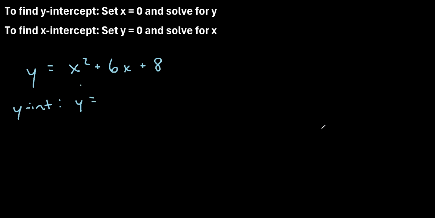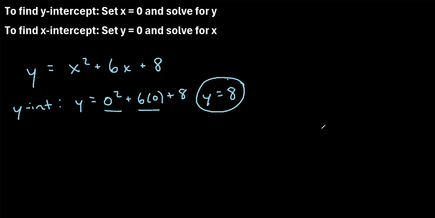So we'll say y is equal to, we just plug in a 0 wherever we see an x. So we get 0 squared plus 6 times 0 plus 8. So both of these terms are equal to 0 plus 8, so y is equal to 8. So this is our y-intercept. That's where this quadratic function crosses the y-axis.